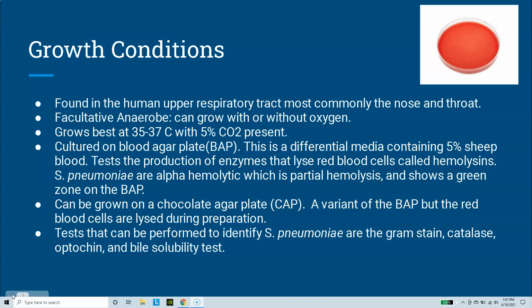Streptococcus pneumoniae are alpha hemolytic, which is partial hemolysis and shows a green zone on the blood agar plate. It can also be grown on a chocolate agar plate. This is a variant of the blood agar plate, but the red blood cells on this plate are lysed during preparation. Tests that can be performed to identify Streptococcus pneumoniae are the gram stain test, the catalase test, the optochin test, and the bile solubility test.